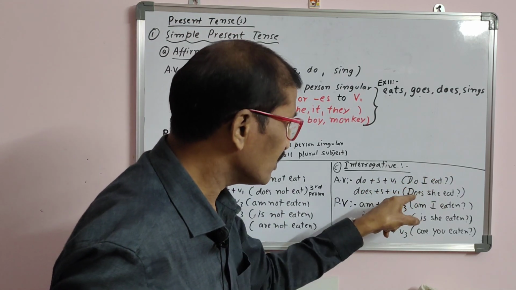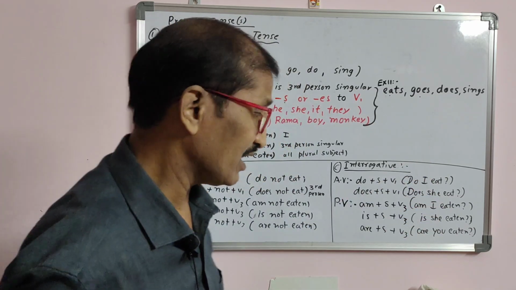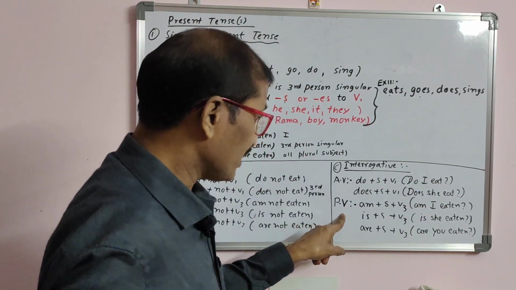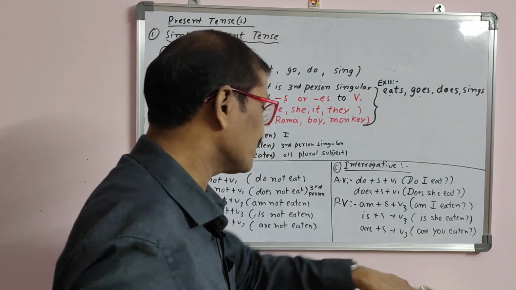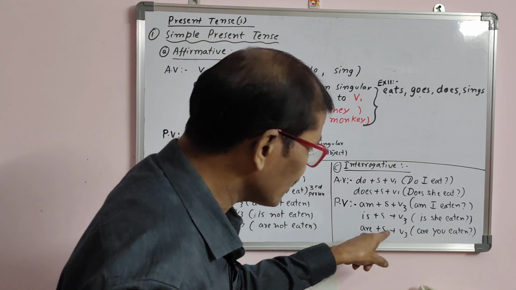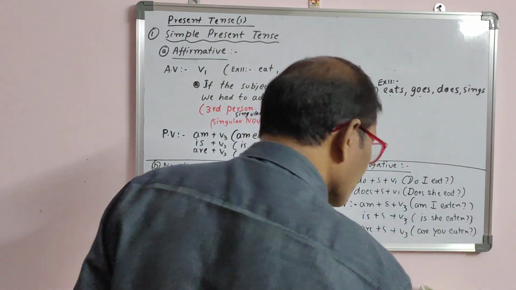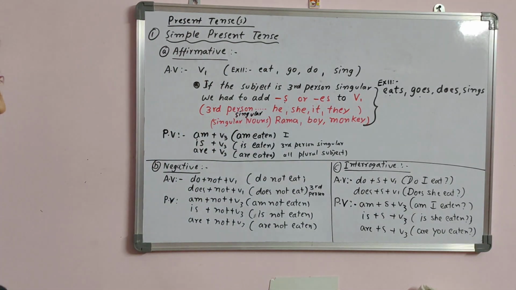Do I eat? Does she eat? She is third person singular. I is first person singular. And passive voice: Am plus subject plus V3, Is plus subject plus V3, Are plus subject plus V3. Am I eaten? Is she eaten? Are you eaten? I hope you have understood the form of simple present tense.